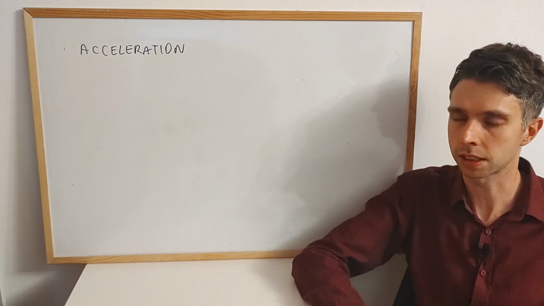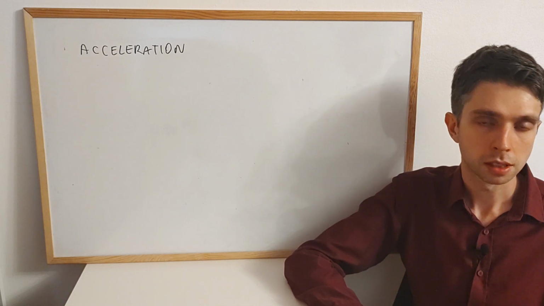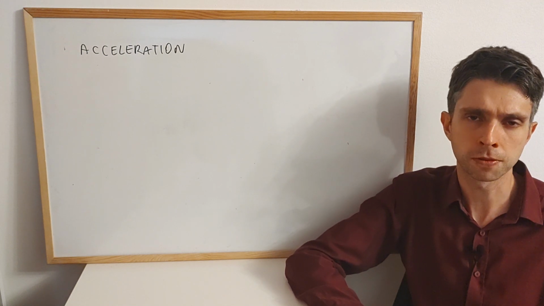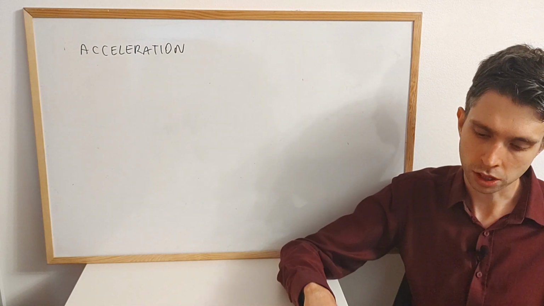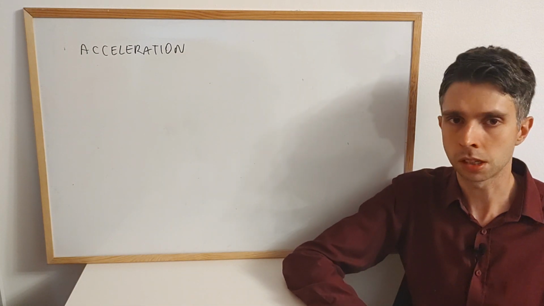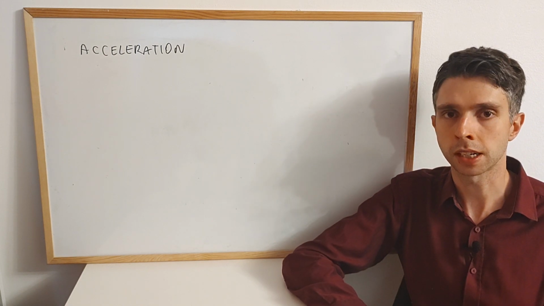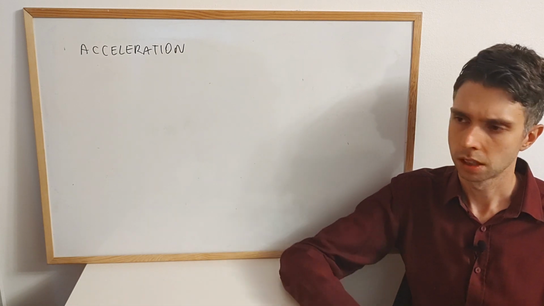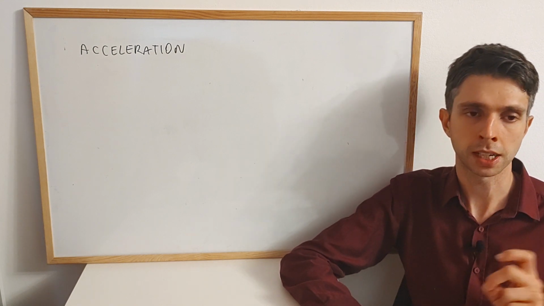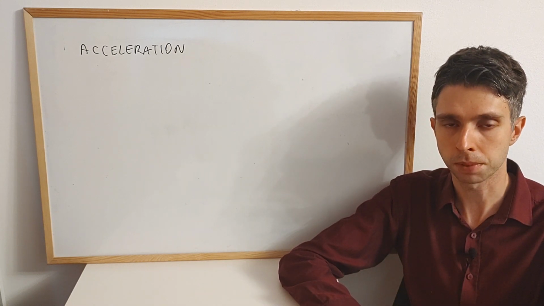How to define this acceleration? Okay, let's think of an example. You have two vehicles. First, a super fast Porsche or Ferrari car, which can accelerate from 0 to 80 kilometers per hour in 4 seconds, let's say. And on the other hand, you have a big truck, which is not so super fast, but it also can accelerate from 0 to 80 kilometers per hour.